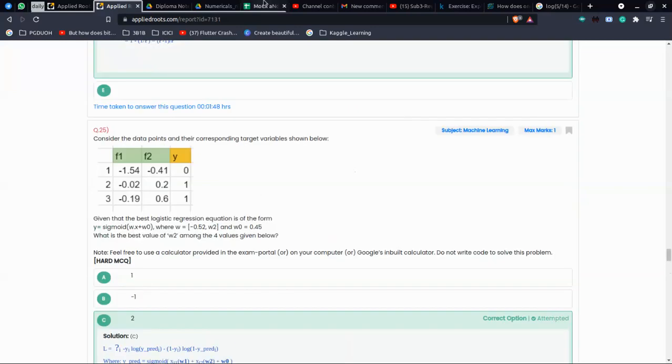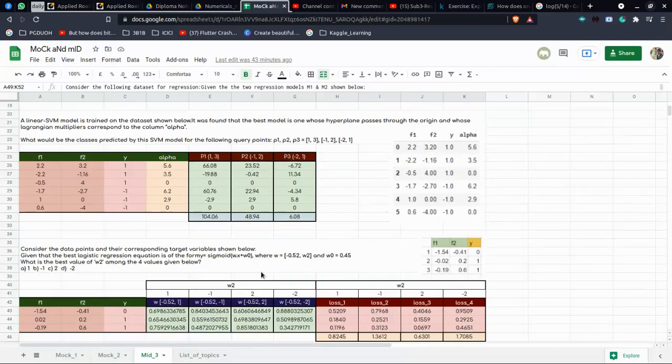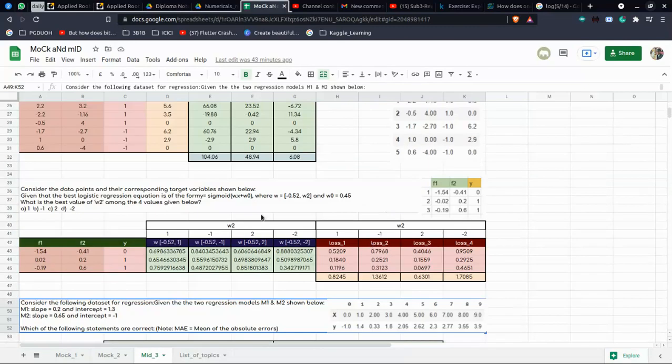But if they allow Excel, then it's fine, right? We just need to write the formula once and then drag and drop. So let's jump onto Excel. Question number 25, they are saying best value of W2.